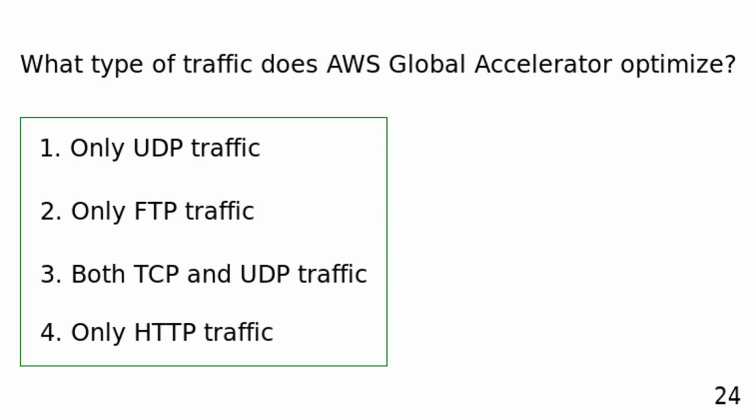What type of traffic does AWS Global Accelerator optimize? Only UDP traffic. Only FTP traffic. Both TCP and UDP traffic. Only HTTP traffic.